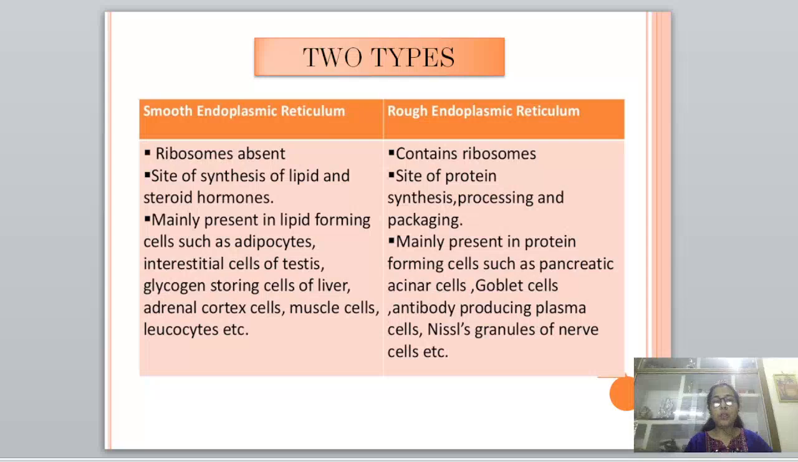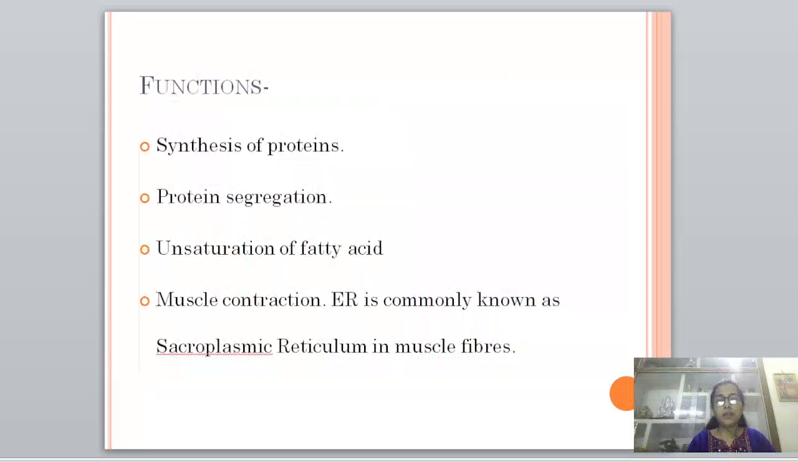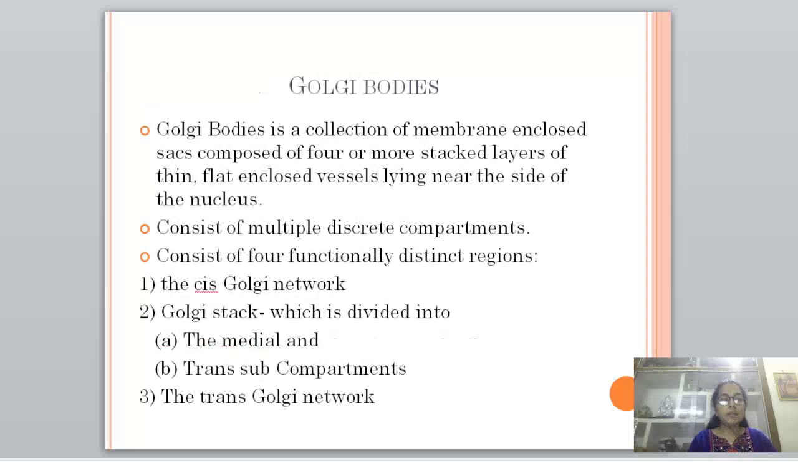What are the functions of endoplasmic reticulum? It helps in synthesis of proteins. It also segregates proteins. Here also the fatty acids are unsaturated. It helps in muscle contraction. Endoplasmic reticulum is commonly known as sarcoplasmic reticulum in muscle fibers because it helps in muscle contraction. Mainly their function is synthesis of protein, and they segregate protein also. Now the next comes the Golgi bodies.